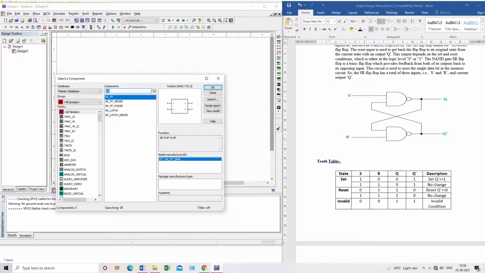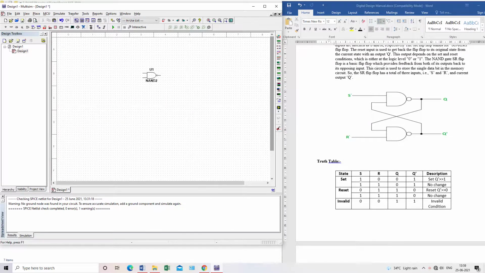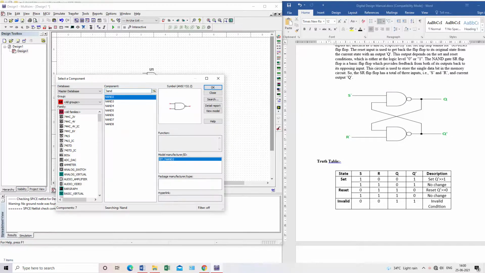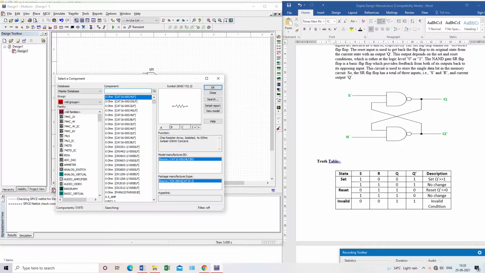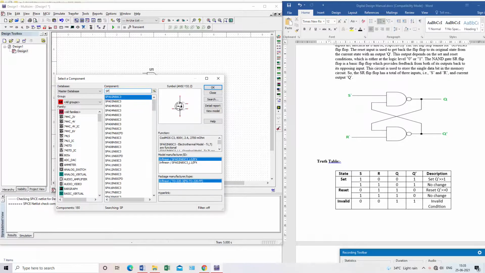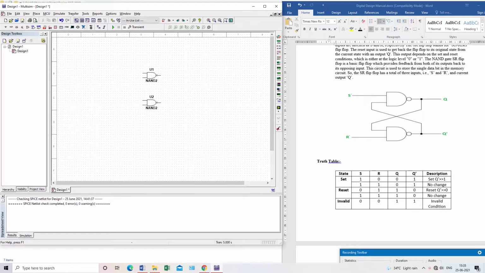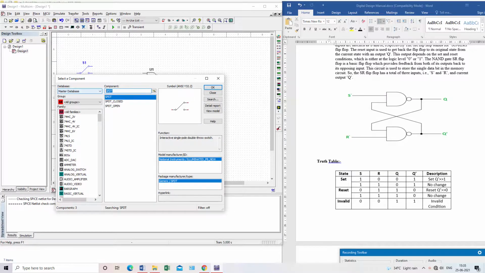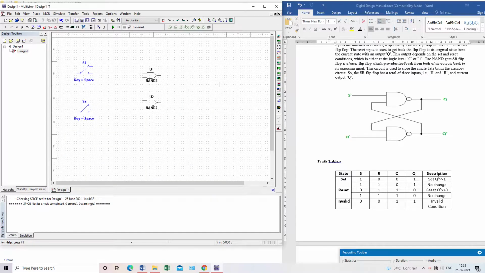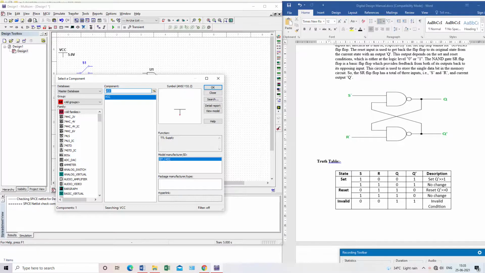Okay, so here we will use NAND gates. We need two two-input NAND gates. So here it is, one and second. Next we need switches. We will use this same switch here, and two switches we need. Next we need one VCC. I'll connect one VCC here, one ground here. Next is a probe to check the output.